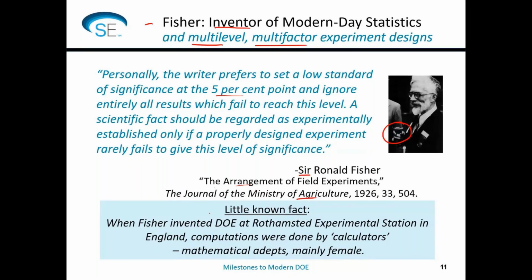Now, a little known fact that I like to bring out here is that when Fisher invented DOE at Rothamsted Experimental Station, the computations were done by calculators, but they weren't the type of calculators we think of nowadays. They were people very adept at mathematics and mainly female. So they had these rooms full of women that were extremely bright mathematically, and when calculations needed to be done, that was their job. So that's not to be gender biased.